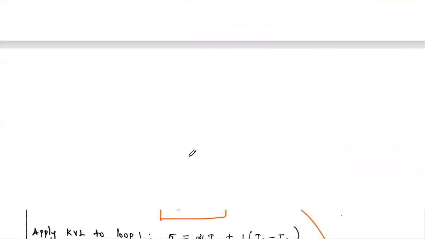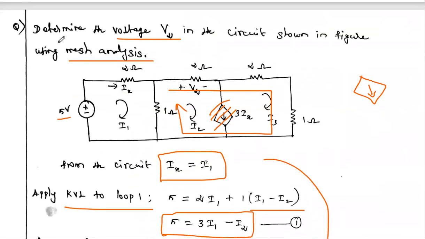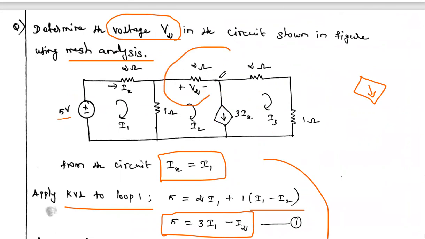Okay. So here, what is the question? Finding all the currents is not the question. Only determine the voltage V2. So what is V2? V2 is nothing but the voltage across this 2 ohm resistor. If we want to find the voltage across this 2 ohm resistor, we only need the current I2. So that's why we don't need to find I1 and I3, only the current I2.